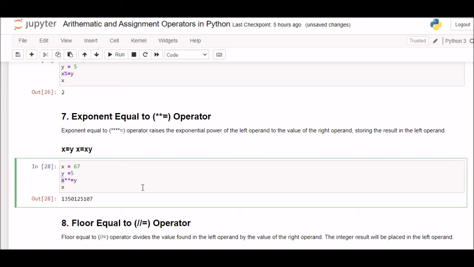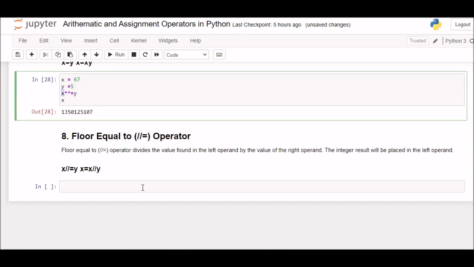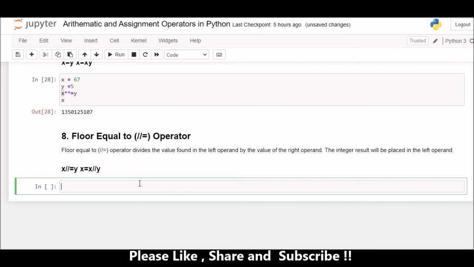Okay, now next one, the floor equals to operator. The floor equals to operator divides the value found in the left operand by the value of the right operand. The integer result will be placed in the left operand. In simple terms, x //= y is equivalent to x = x // y.